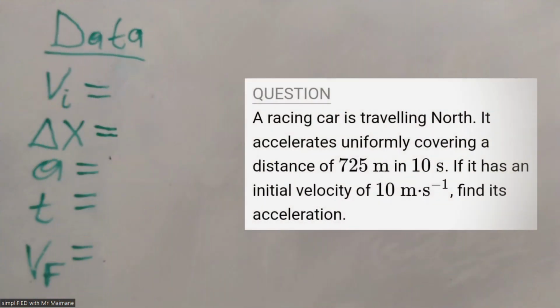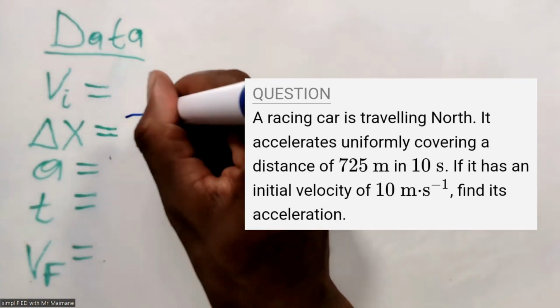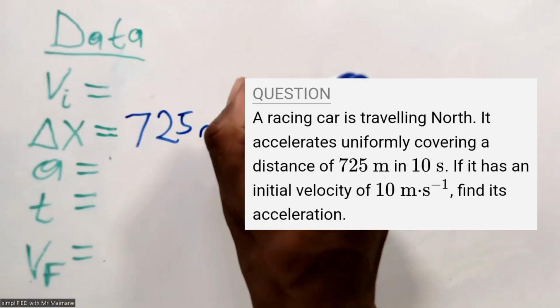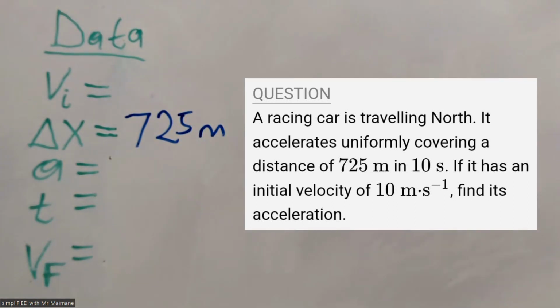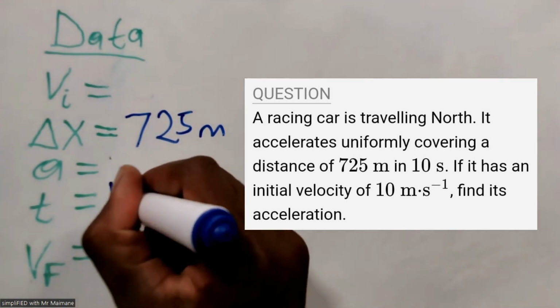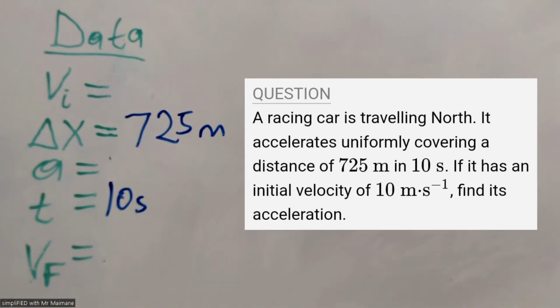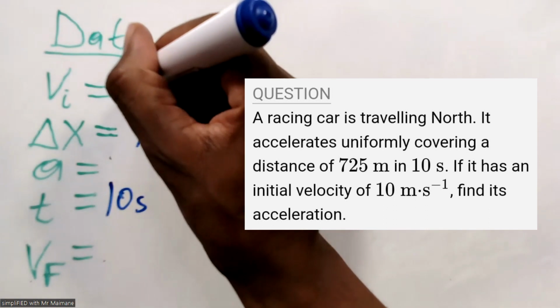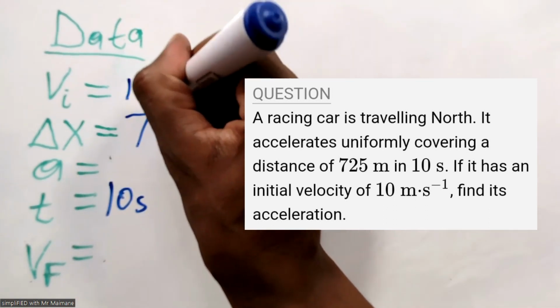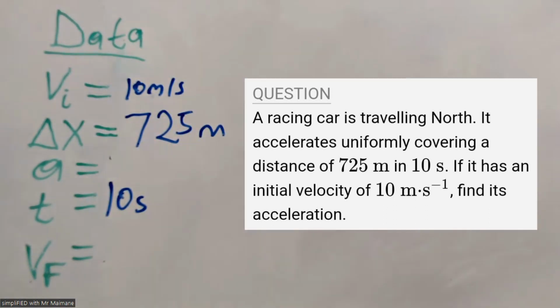So here we have a racing car traveling north. It accelerates uniformly, covering a distance of 725 meters in 10 seconds. Its initial velocity was 10 meters per second, and they want us to find the acceleration.